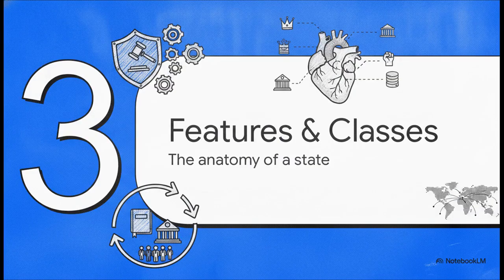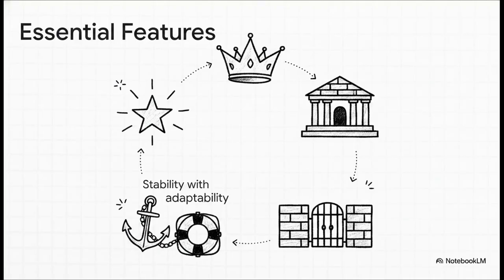All right, let's move into our third section, features and classifications. We're looking at the actual anatomy of a state now. Let's see how all this theory builds into the 5 essential features every constitution across the globe shares. Whether you are in a brand new democracy or a centuries-old republic, you need these 5 things. First, supremacy. It must be the source of validity for all other laws.